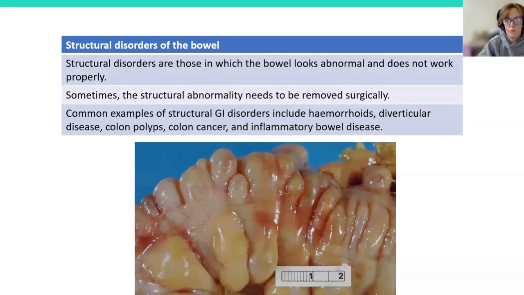Common examples of structural disorders include hemorrhoids, diverticulitis or diverticular disease, colon polyps, colon cancer, and all sorts of inflammatory bowel diseases.